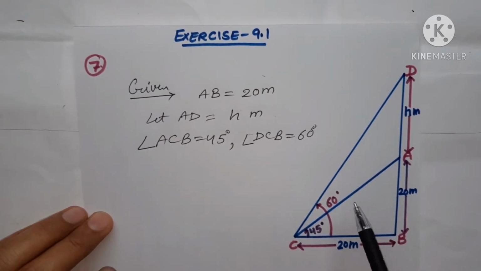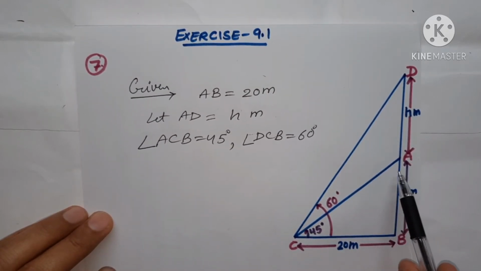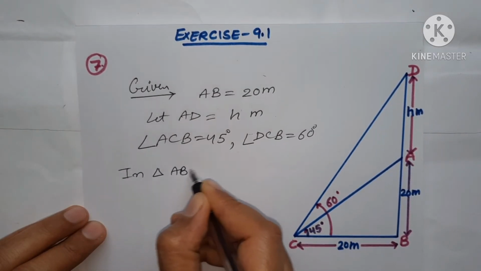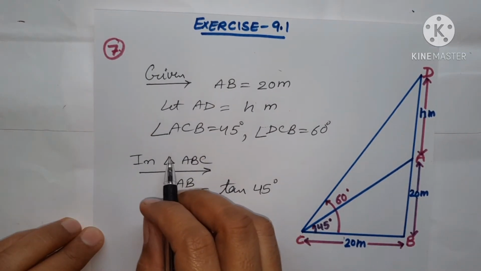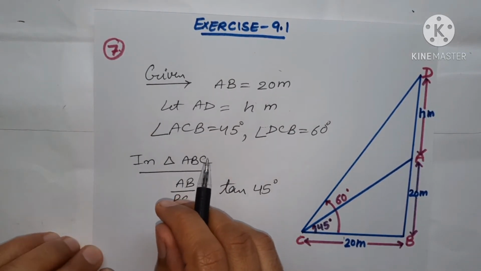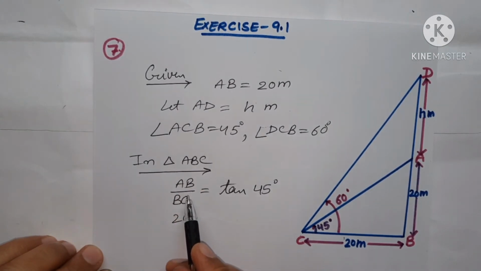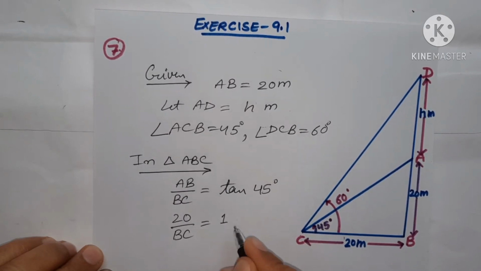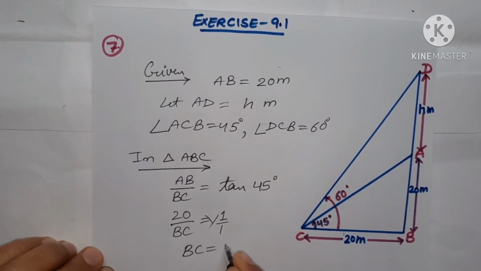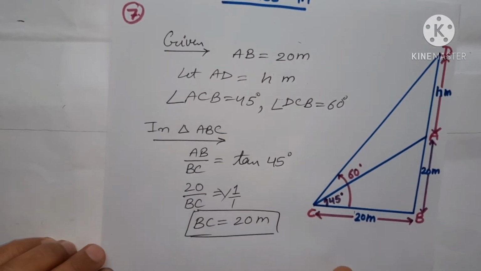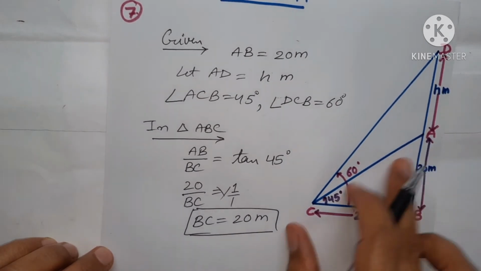So first we will take this triangle ABC. In triangle ABC, we will use the relation of perpendicular and base. So AB upon BC is tan 45. AB is 20 meter and BC we don't know, we need to find out, and tan 45 is 1. So if we cross multiply, the value of BC comes 20 meter. So we come to know that the value of BC is 20 meter from this triangle ABC.